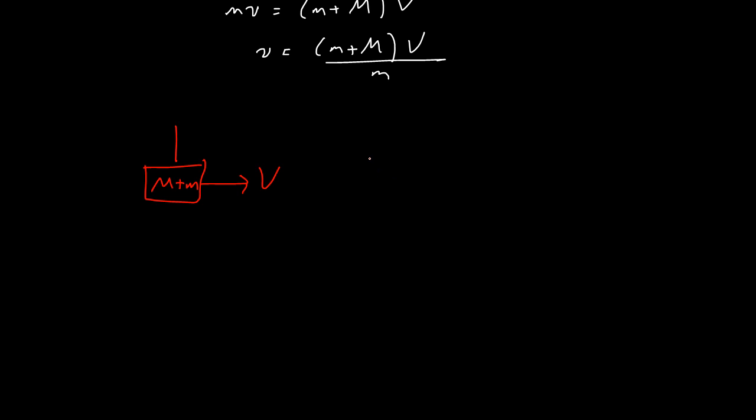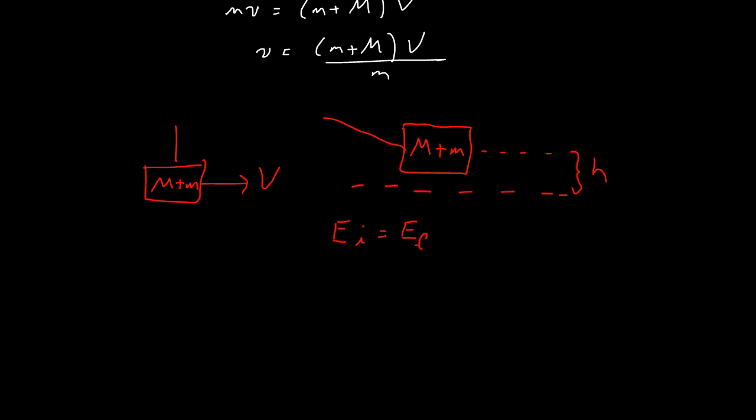I have my combined projectile moving at big V. The projectile causes the pendulum to swing up. So now it's gone up a certain height from the center of mass. Let's say that height change is h. All right. Now here's my initial and final situations, and I'm going to apply conservation of energy.